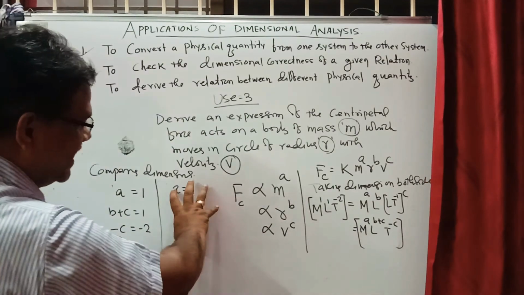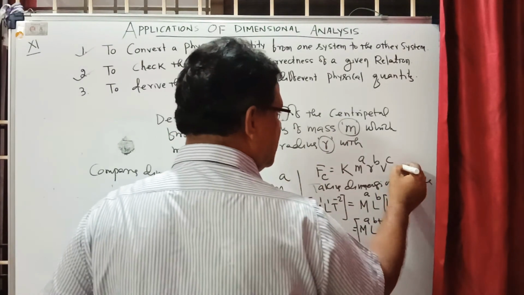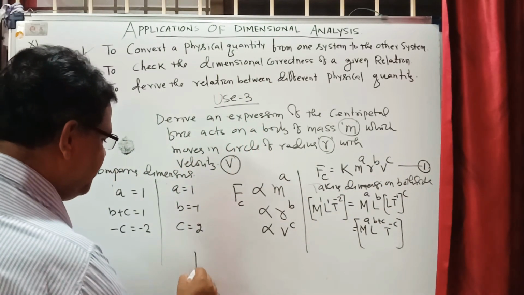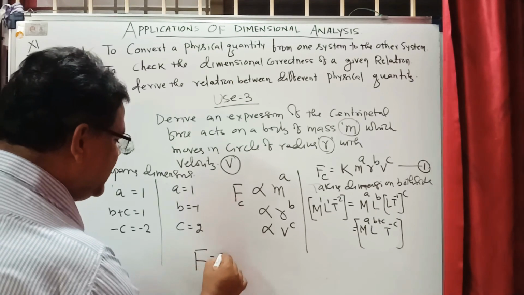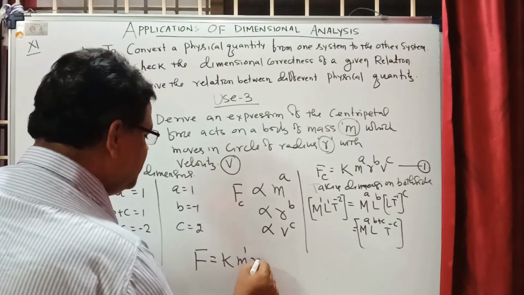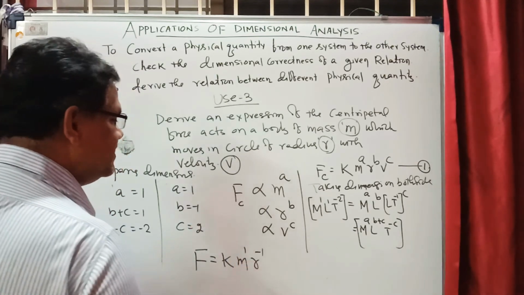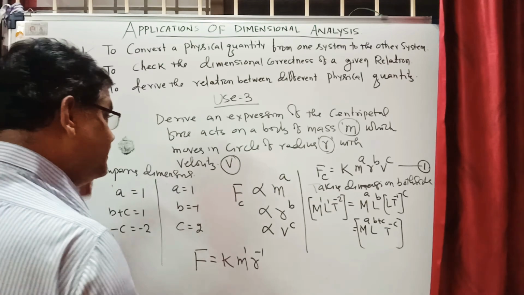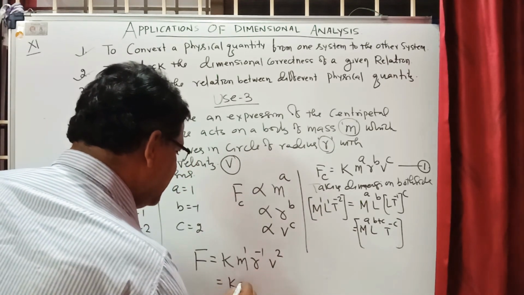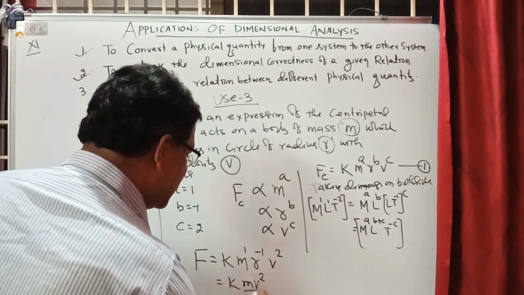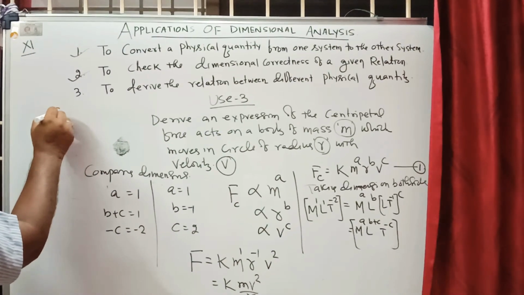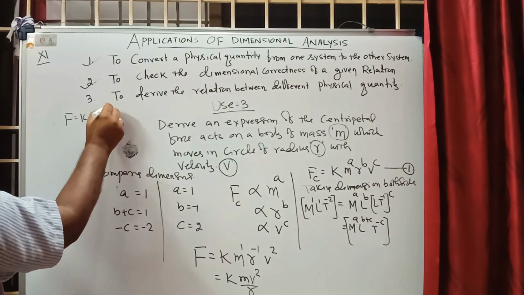If you put these values in equation number 1, F equals K, m to the power 1, r to the power minus 1, and v to the power 2, which is equal to K m v square upon r. Hence the expression of the centripetal force is F equal to K m v square upon r.